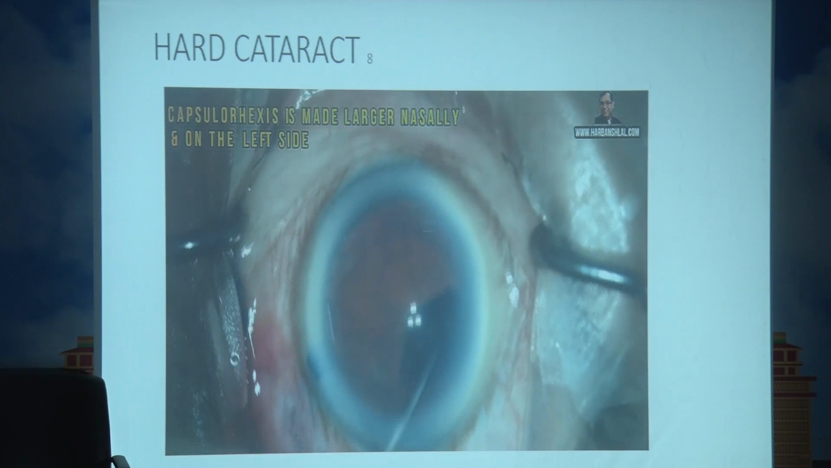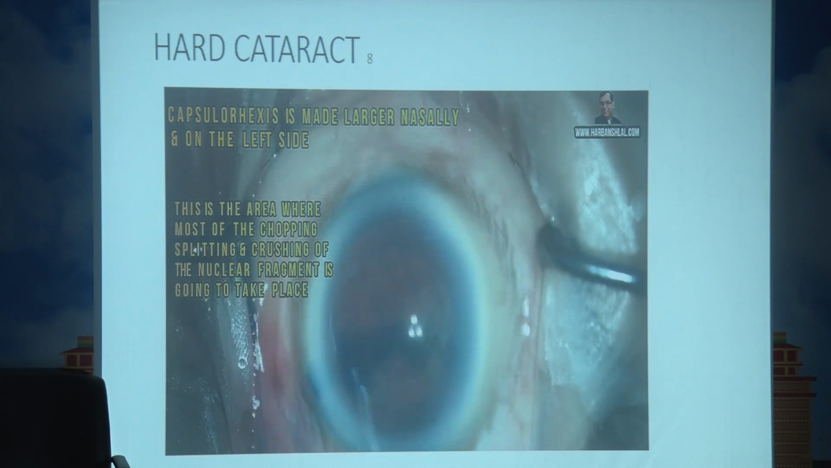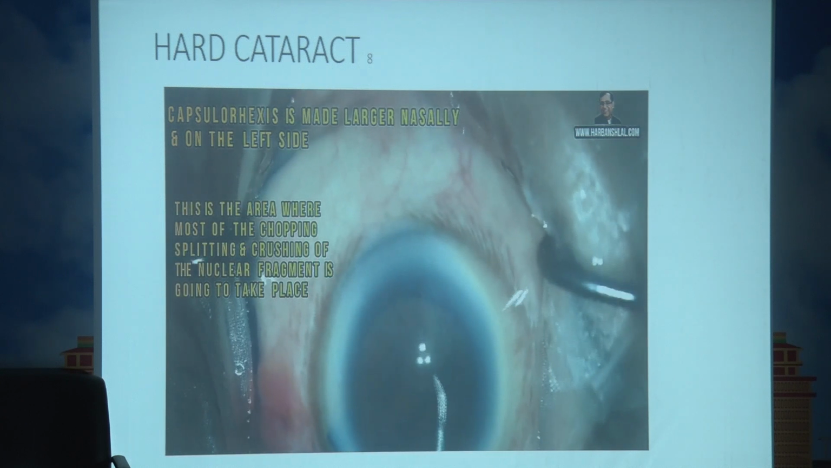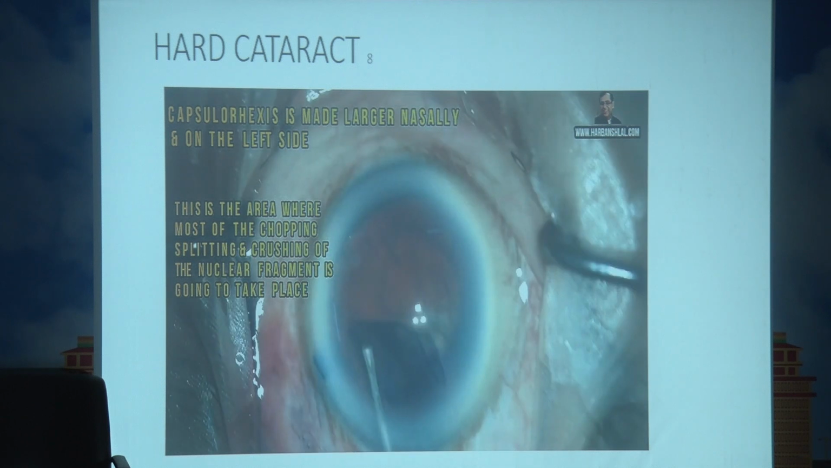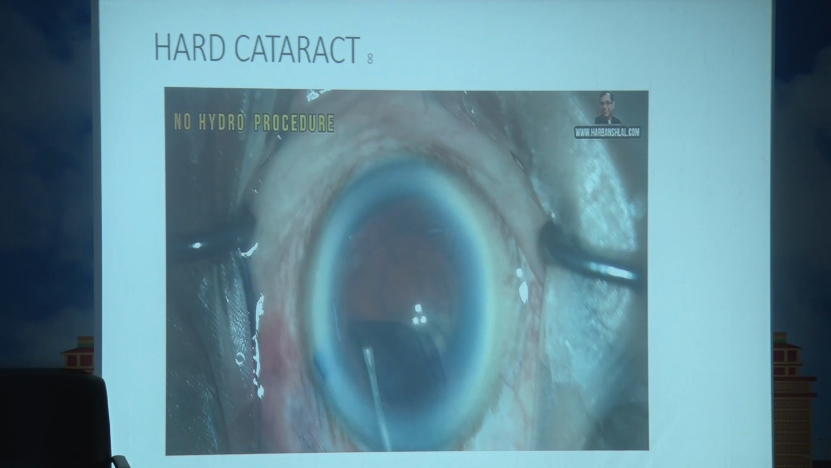Capsular access should be a little on the larger side, that means around 5.5 millimeter, not more than 6 millimeter, and definitely not less than 4.5 millimeter. After removing the capsule, I do not do any hydrodissection at this stage, because with a hard nucleus, when you do hydro and you are trying to make a trench, they keep on rotating and you have to keep on positioning them. So start the trenching without any hydro procedure, then the nucleus is very well stable inside the eye.